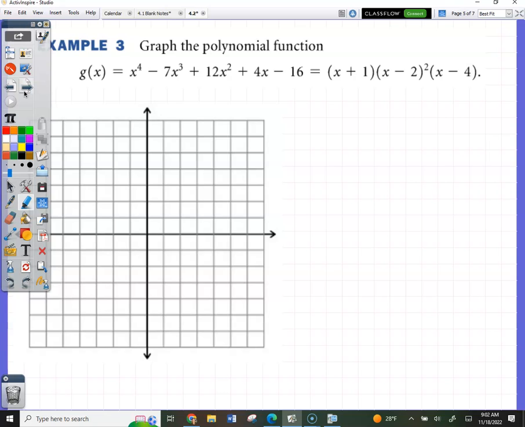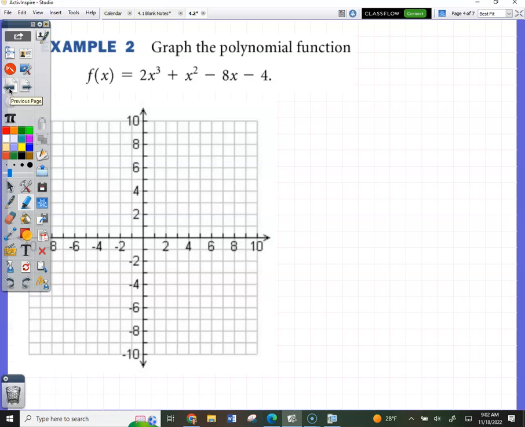Look at the next one. Graph this polynomial. The next one? I went too far. There it is. Grab this one.